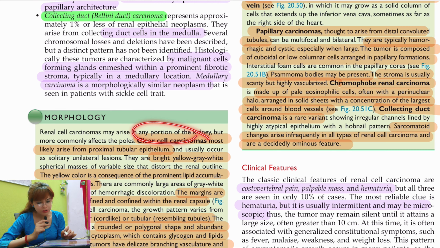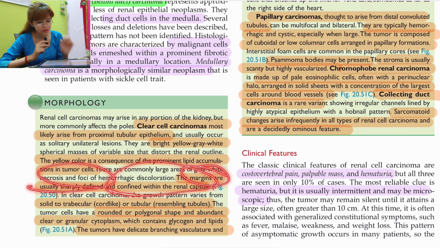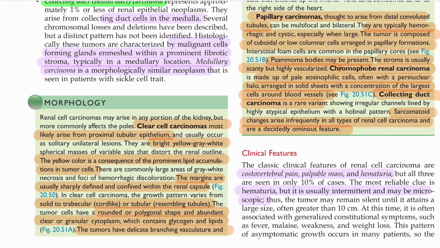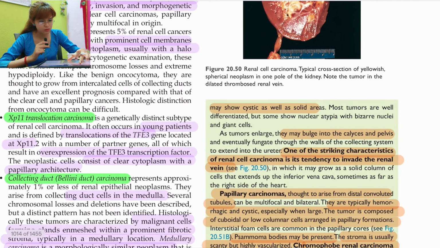Now, clear cell carcinomas arise from the PCT, as I mentioned before. They are bright yellow, gray, white. Yellow is because of the prominent lipid accumulation in these cells. The margins are usually sharply defined and confined within the renal capsule. They basically have a clear cytoplasm because they contain glycogen. Very important point. And these tumors have delicate branching vasculature, which I mentioned just before.